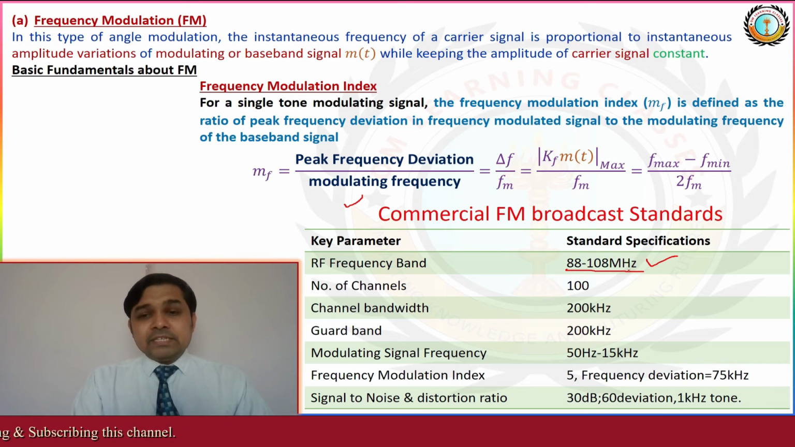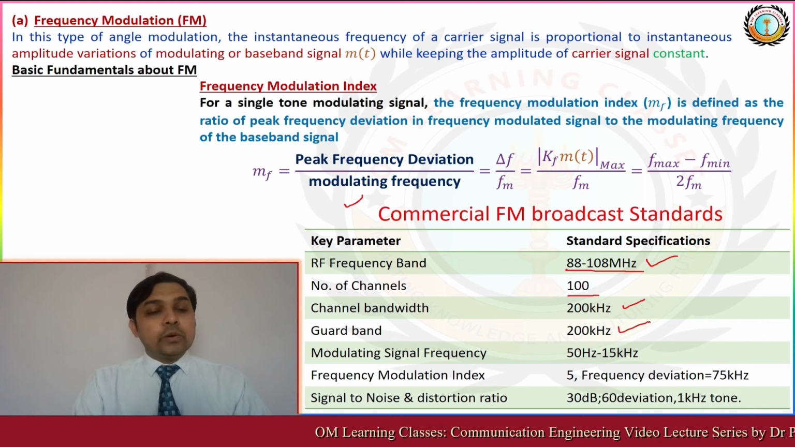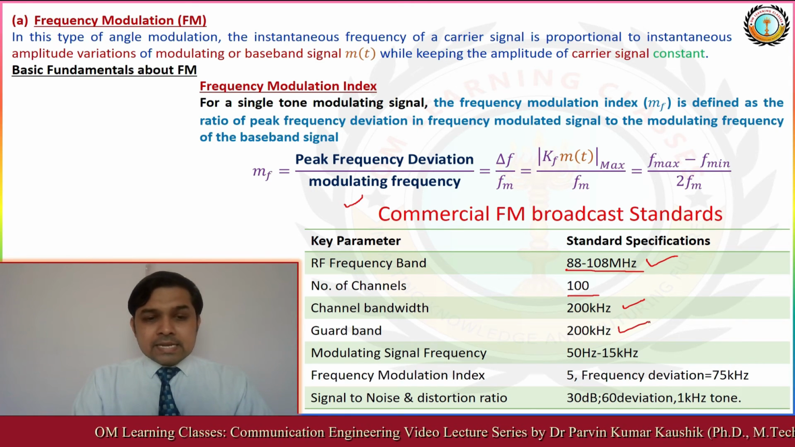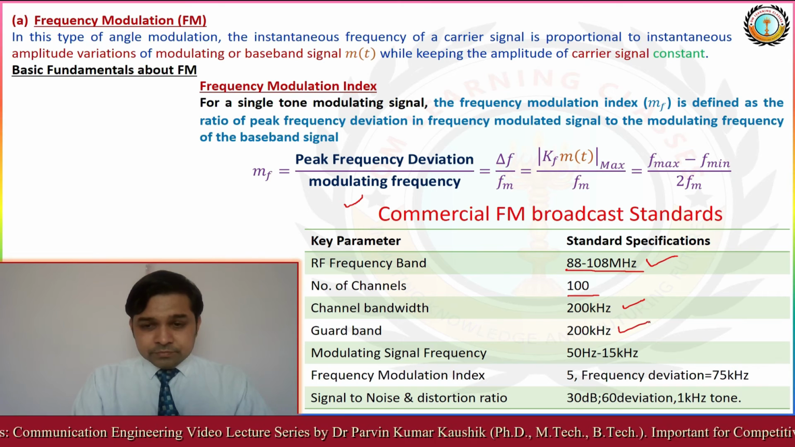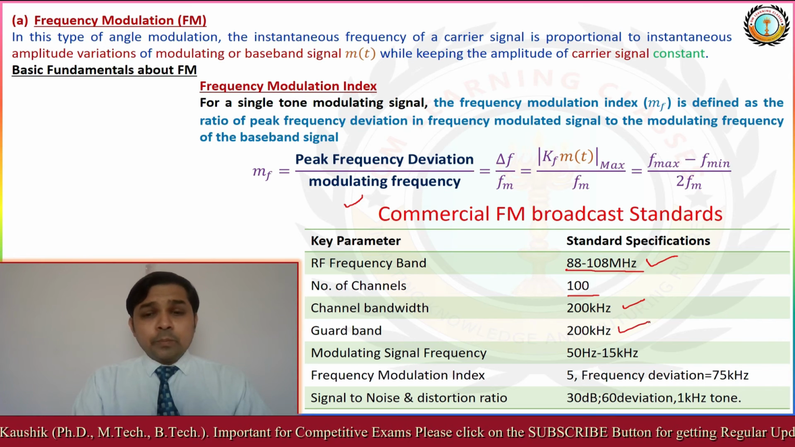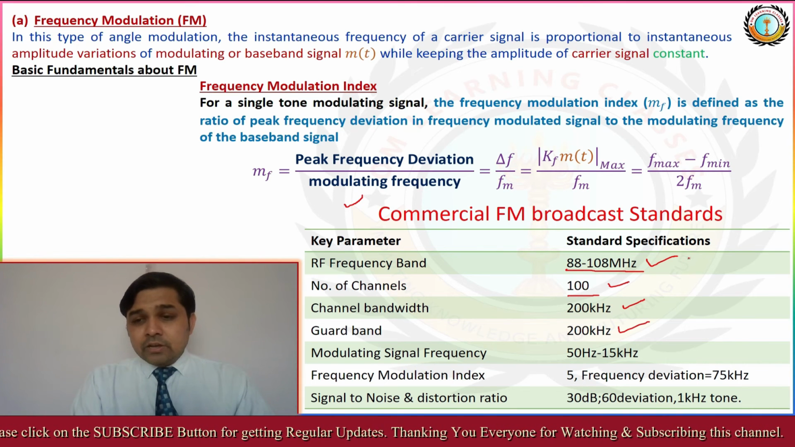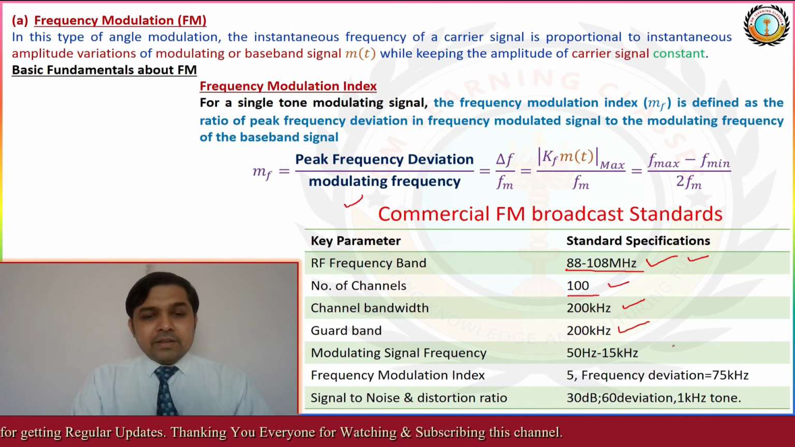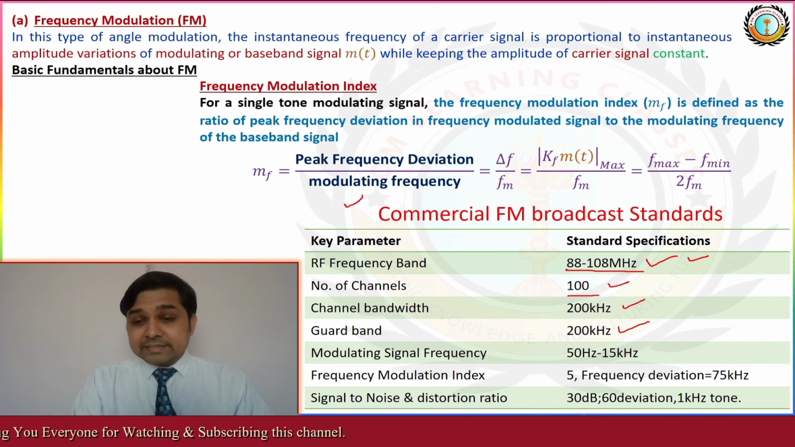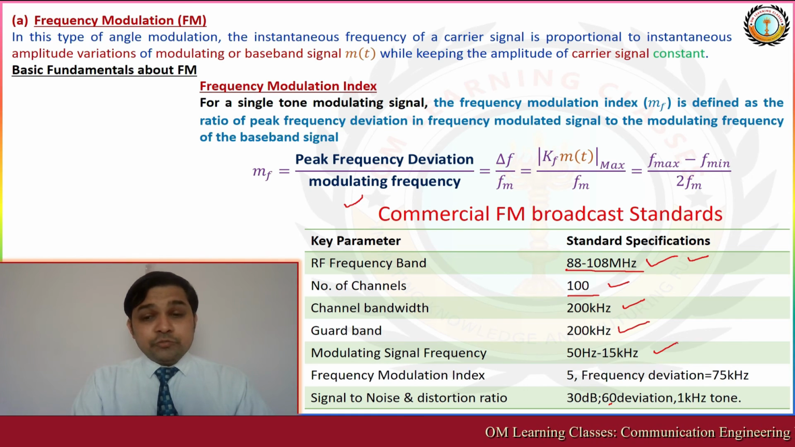As per this operating frequency range, we have a number of channels equal to 100, considering the channel bandwidth and guard bandwidth of 200 kilohertz. So 200 kilohertz is the single channel bandwidth, and it is also the bandwidth of the guard band between two subsequent channels. By considering this, we get 100 channels for this frequency modulated spectrum. The modulating signal frequency range is 50 hertz to 15 kilohertz.